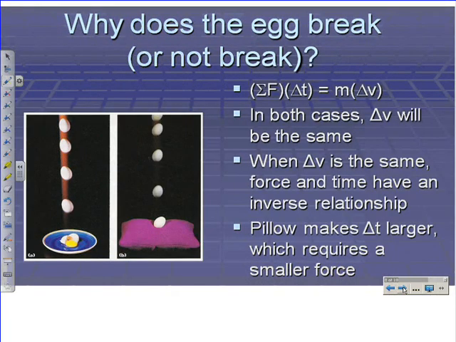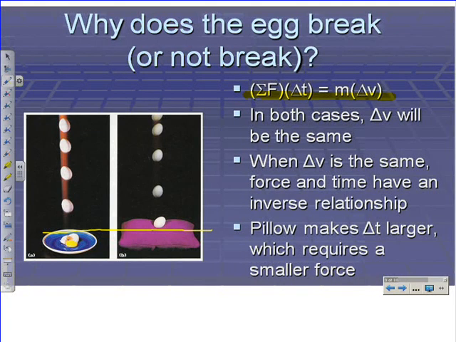If we take a look at the impulse momentum equation, right? Sigma F times delta T is equal to m times delta V. In both cases, the change in velocity is going to be the same, like we just discussed. If I drop it from the same height, by the time those two eggs reach this point, they will be traveling the same speed. And in both cases, they end up stopped.